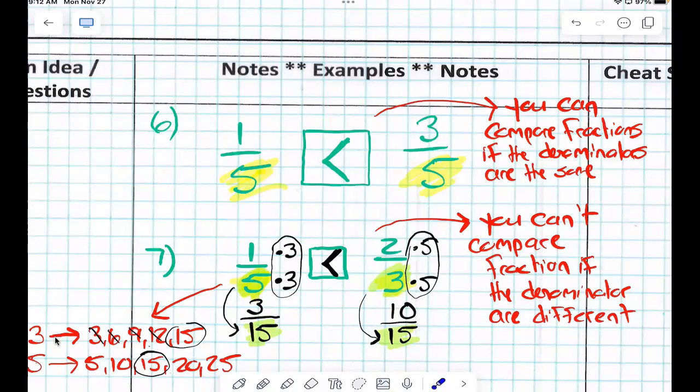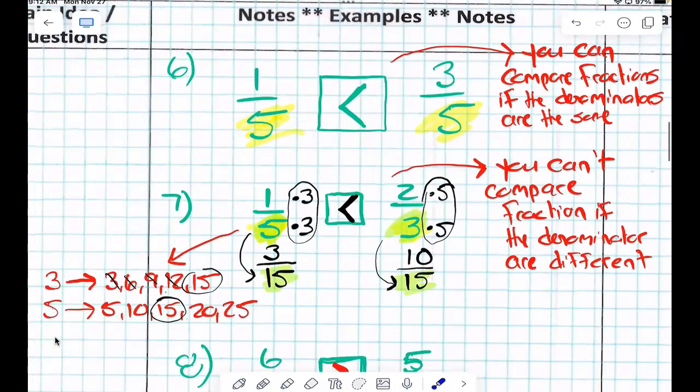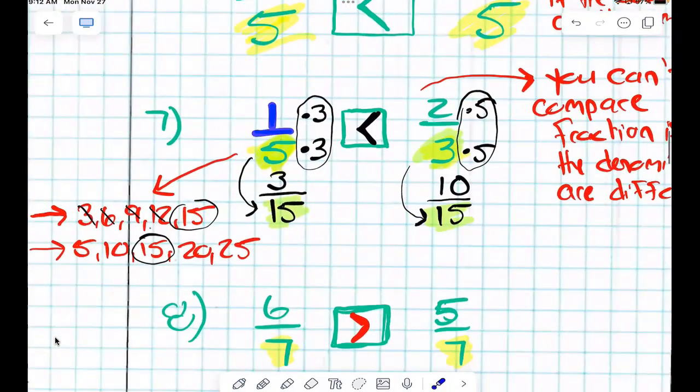Top Gun. You look at the denominators first, because in the movie Top Gun, they want you to look at this girl. They lit up her hair, every single time. So we light up the denominators: they are the same. Can you compare fractions if the denominators are the same? Yes. So what fraction's bigger, 1/5 or 3/5? 3/5. Awesome.